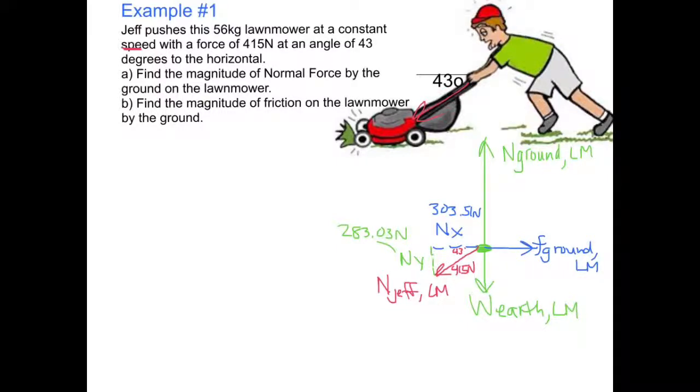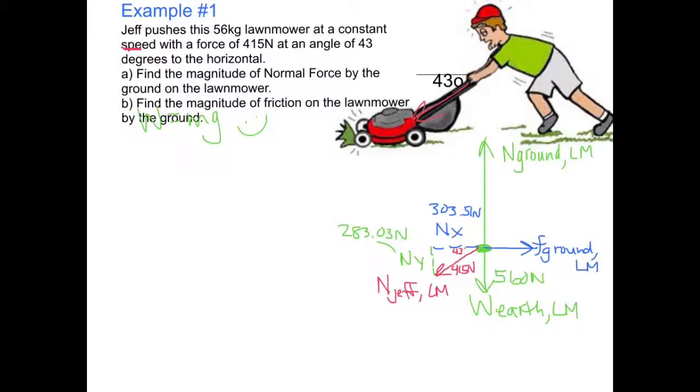So moving on, what else do I know? What else can I find as far as magnitudes or amounts of forces? Well, if you remember correctly, we were also told the mass, and weight is equal to mass times gravity. So that means it's 56 times 10, so our weight is 560 newtons. And we're getting closer, so let's recall what we're actually looking for. We are looking for the normal force by the ground on the lawnmower, which is this guy. And we're also looking for the friction, which is this guy.